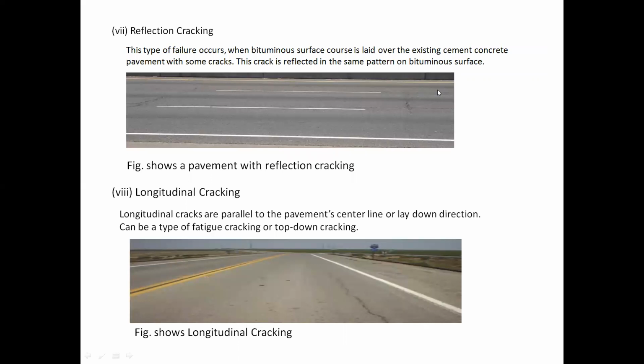The next one is reflection cracking. This type of failure occurs when a bituminous surface course is laid over existing cement concrete pavement with some cracks, nothing but placing a flexible pavement over a rigid pavement. This crack is reflected in the same pattern on the bituminous surface. You can see the figure. It shows a pavement with reflection cracking.